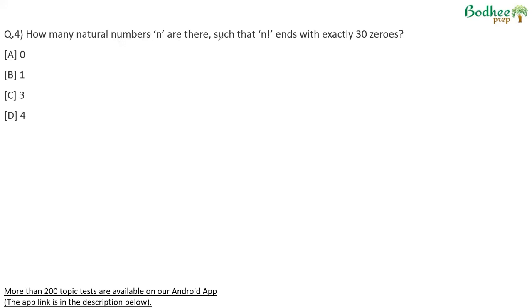How many natural numbers n are there such that n factorial ends with 30 zeros? When we're looking at natural numbers and n factorial ending with 0, basically we're looking at the highest power of 10, which divides n factorial. Also, since 10 is 5 into 2, always n factorial will have more 5s than 2s. If you're looking at n as a natural number and n factorial, so we just check for 5.